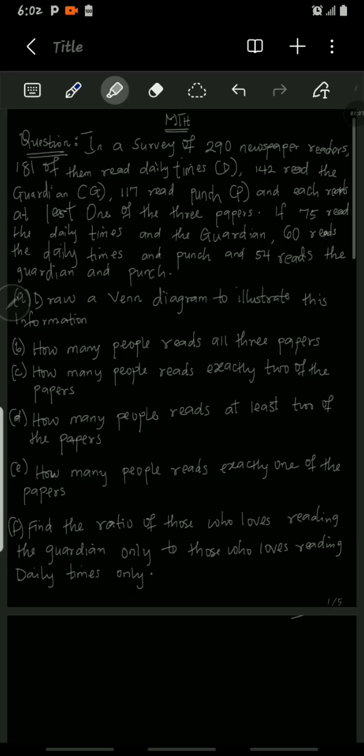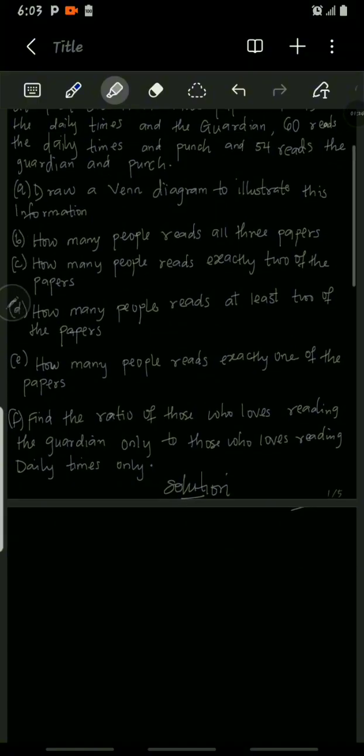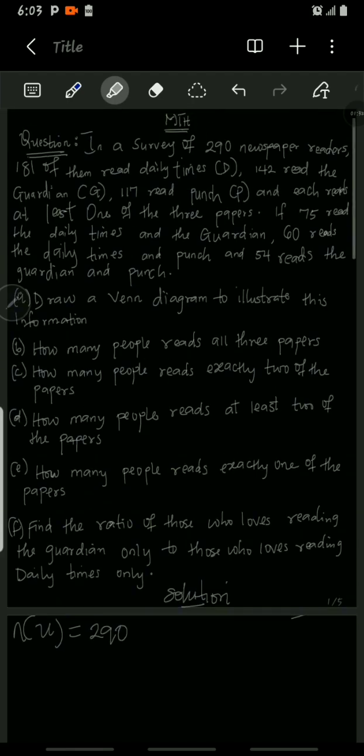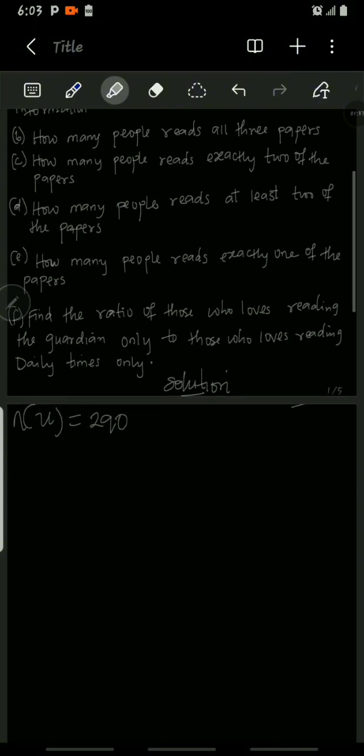Now I'm going to bring out the parameters given to me in the question. So I have solution. From the question I was told that 290 people took part in the survey, right? So this 290 here is going to be the universal set of the question. So the number of the universal set from the question is 290. Then they said 181 of them read Daily Times, which is D. So the number of people that read Daily Times, they are 181.